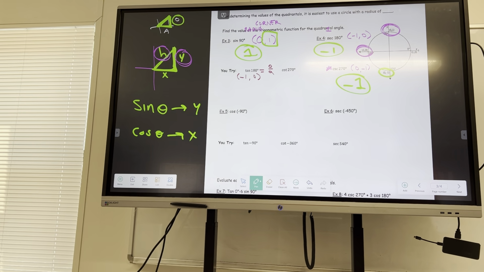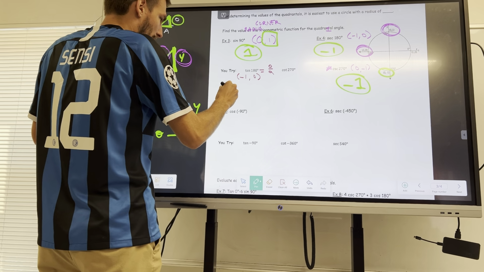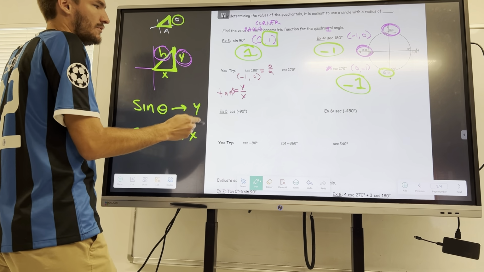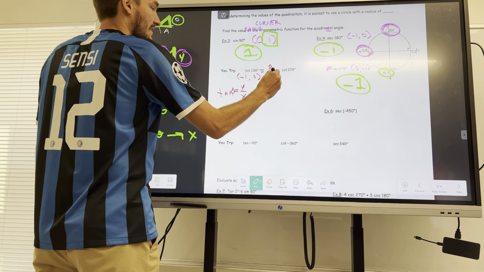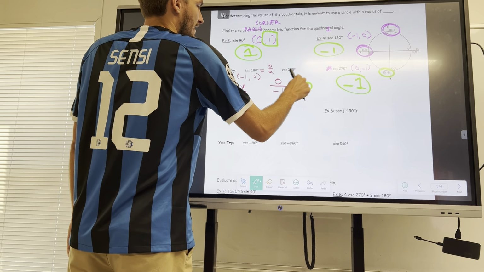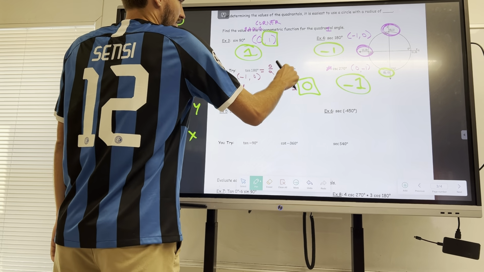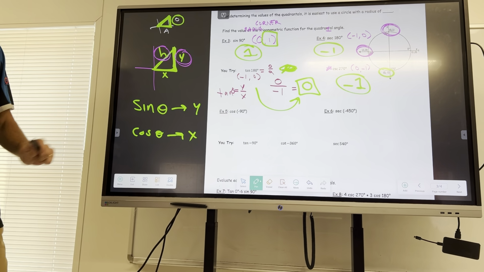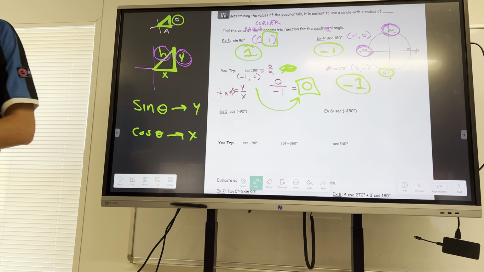So the tangent is going to be y over x, which in this case is 0 over -1, which is 0. That was for the tangent, not the cotangent. I kind of ran out of room there. Now, this tangent equals y over x.